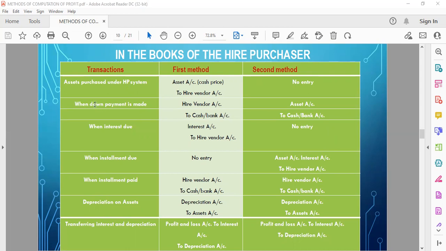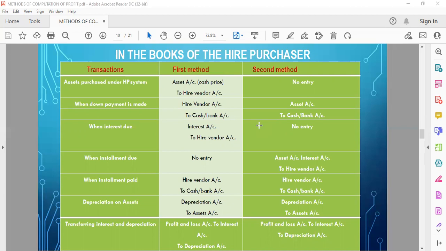Then we can see the transaction when down payment is made. Here the journal entry is hire vendor account debtor to cash or bank account. But in the case of second method, asset account debtor to cash and bank account. So next we can see the next transaction when interest due. Interest account debtor to hire vendor account is the first method, but in the second method there is no entry.